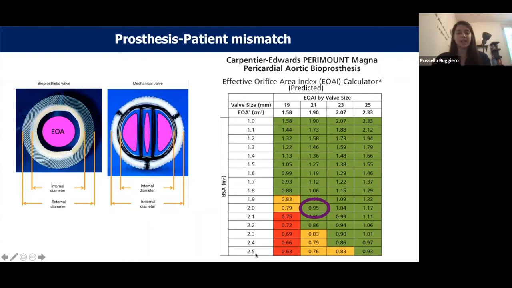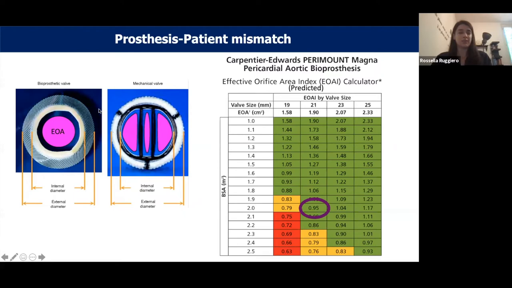But when the BSA starts increasing, the effective orifice area index becomes lower and lower. And when the BSA is very high, a small valve could become critical, acting like the valve is stenotic, even if it's perfectly normal. And this is related to the fact that the specific area is not able to guarantee an adequate cardiac output.